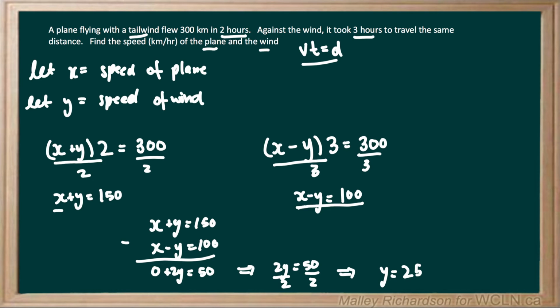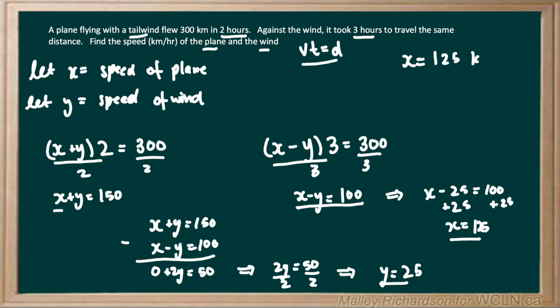So wherever we see a y, we will replace it with a 25. So we have x minus 25 equals 100. Then to solve for x, I'll add 25 to both sides, and we're left with x equals 100 plus 25, which is 125. So now we have our y variable and our x variable. So x was the speed of the plane, so we solved that x is 125, and our units are kilometers per hour. And y, which is the speed of the wind, was 25 kilometers per hour.